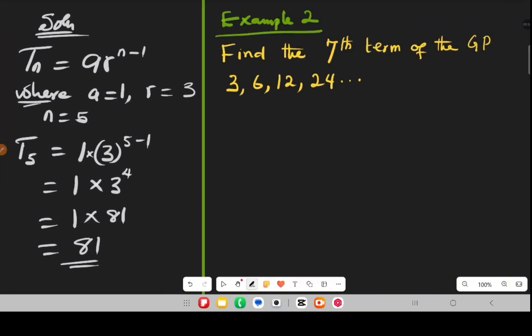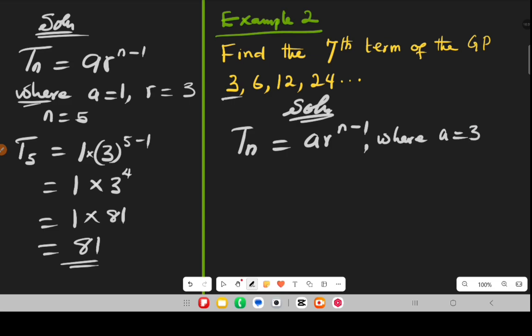Now let's consider example 2. Find the seventh term of the GP, which is geometric progression. We have the sequence given as 3, 6, 12, 24. Solution: using the formula for finding the nth term of a GP, we have Tn equals ar raised to the power of n minus 1, where a is equal to 3, which is the first term. r is the common ratio. The common ratio means the preceding term divided by the first term.